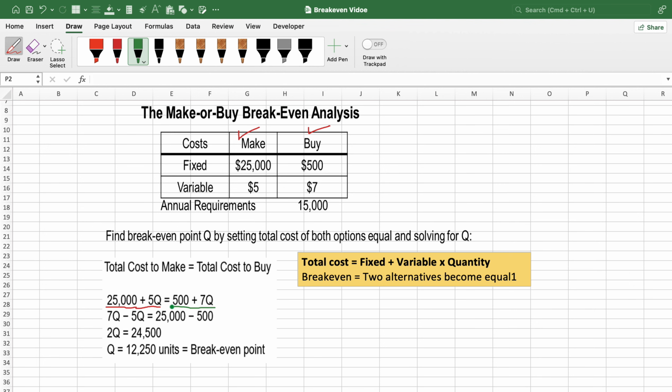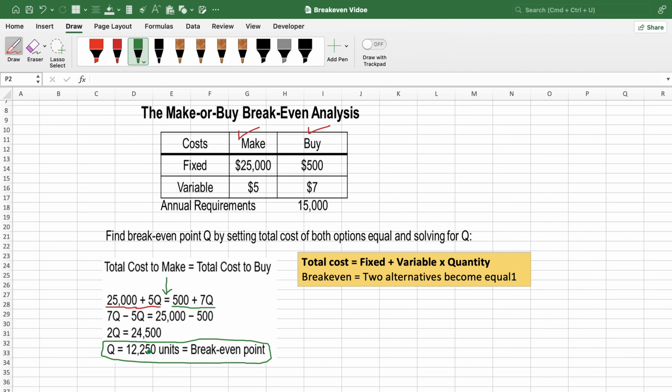Now we want to conduct break-even analysis whereby these two options are equally good. The total cost is equal, and for that purpose we set these two equations equal. So as you can see here, these two equations have been set equal. When we solve it, it will give us 12,250 units. So that's called the break-even point.